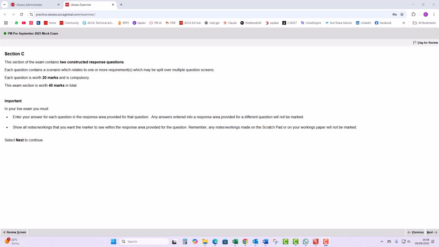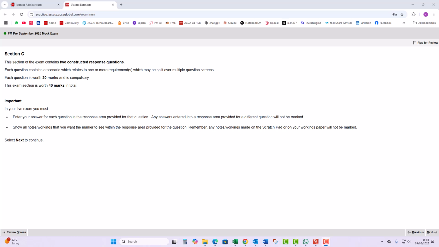There are some parts, for example, advanced costing, that doesn't get tested in section C. So as we've got 20 marks for one of the section C questions and 20 for the other, there's 40 in total. If we use our 1.8 minutes per mark, what that means is we've got 36 minutes for one of the questions and 36 minutes for the other.